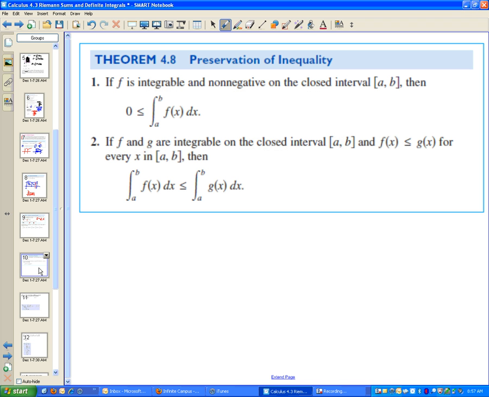And if f and g are integrable on the closed interval, and f of x is less than g of x for every x in that interval, then the integral of f of x is less than or equal to the integral of g of x. Think about it. If that's f and that's g, doesn't the area under the region of f have to be less than the area of the region under g? It's got to be. Okay?